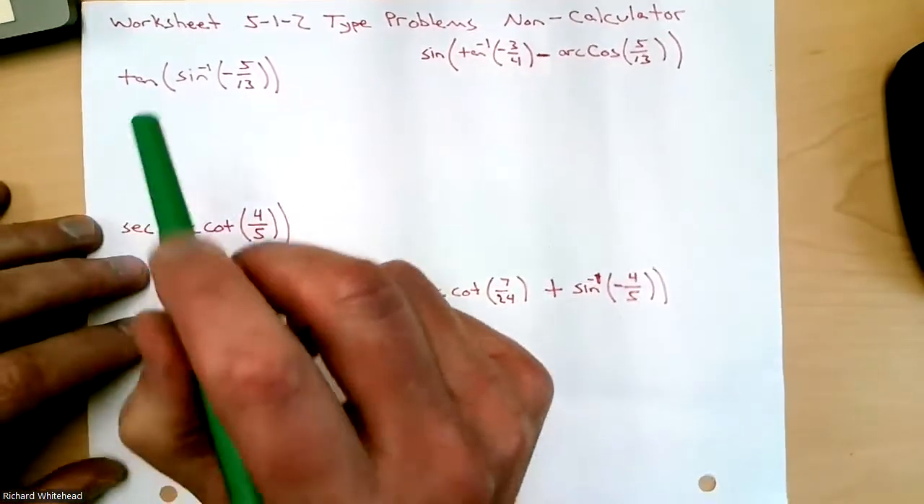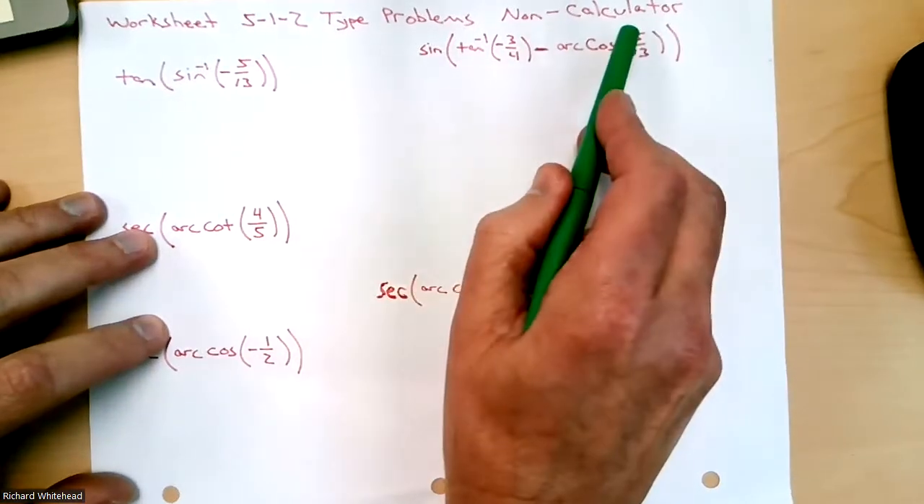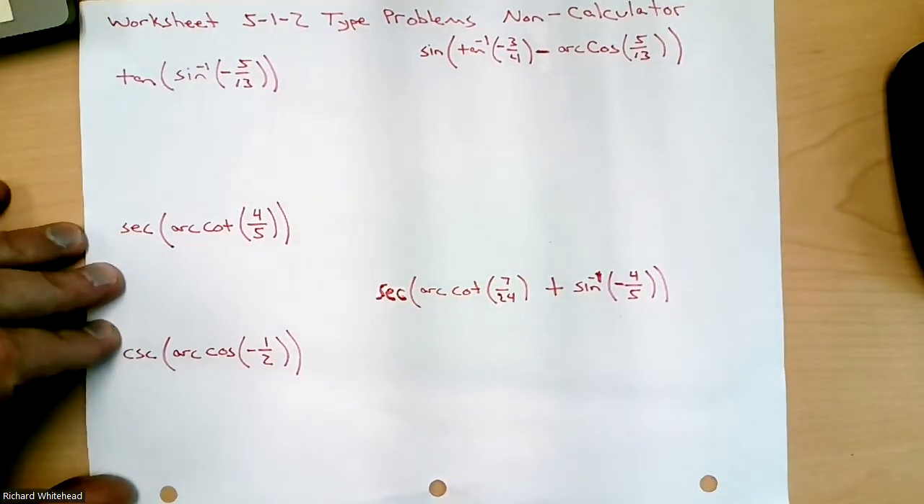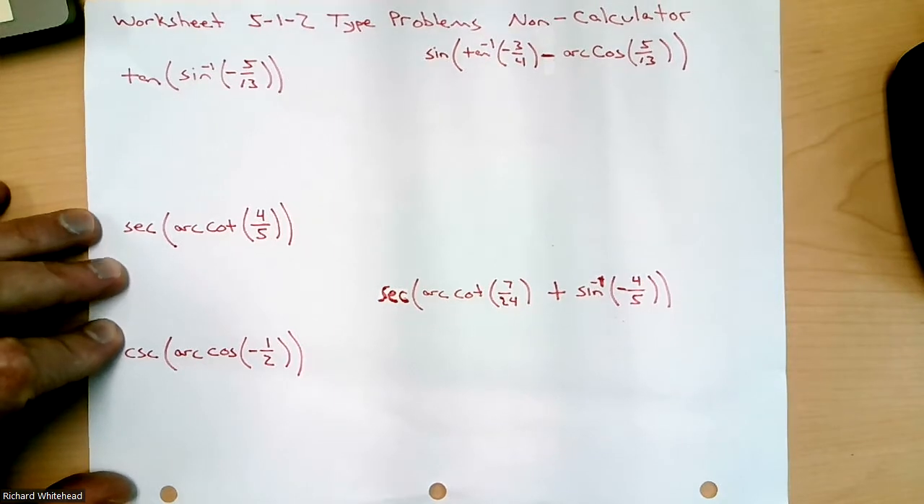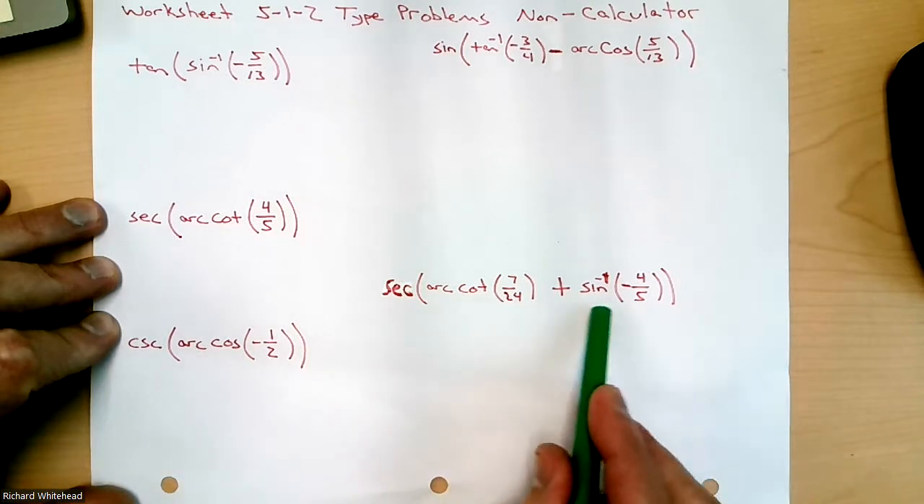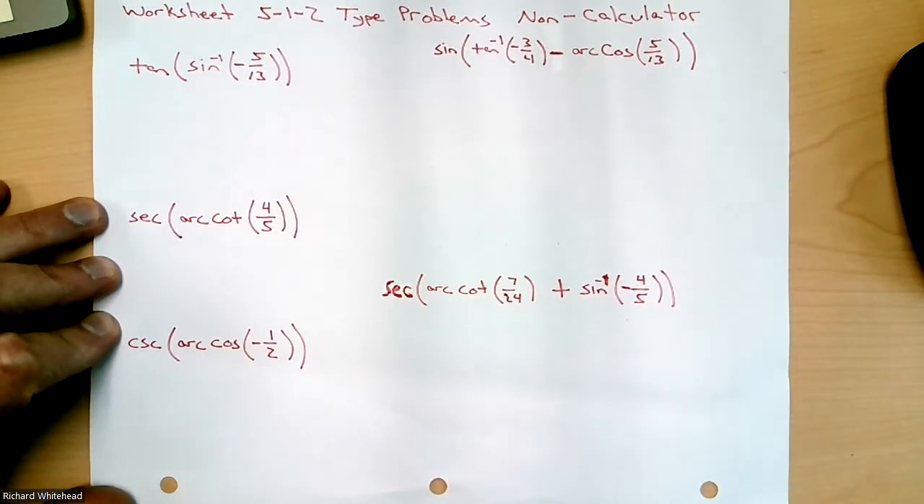Now let's talk about the problems from worksheet 512. These are still non-calculator, but you look at them and think, well, these look different, but they look a little bit like some of the stuff that we just had on the last test, the triangle problems with the identities test. And you know what? That's what this turns out to be.